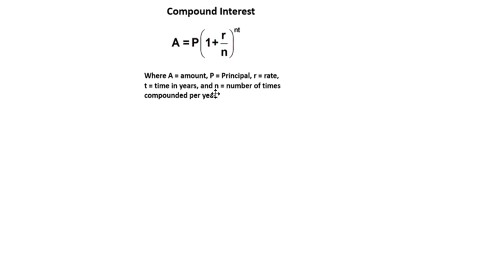The compound interest formula is: amount equals the principal, this capital P is principal, times the quantity 1 plus R, and R is rate, over N, to the power of NT. Sometimes you'll see N substituted for K. Like in our book, K is used instead of N, but it amounts to the same thing.